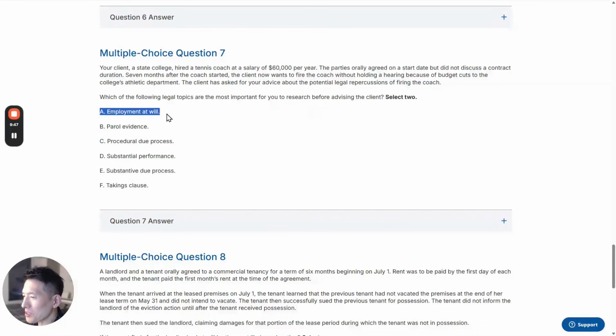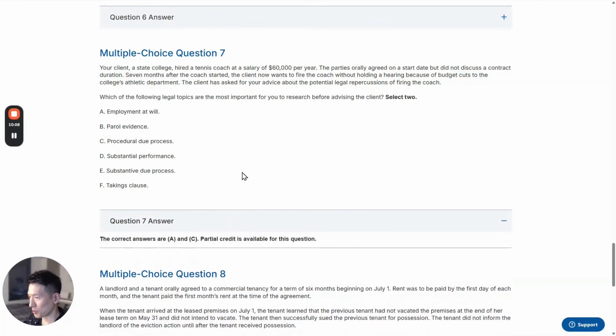And employment at will is not really a commonly mentioned issue on the bar exam. But I think in this case, this is about employment, and this is about employment at will. Maybe they're planning on testing employment law at some point. Who knows? The answer to question 7 is A and C. Employment at will and procedural due process.